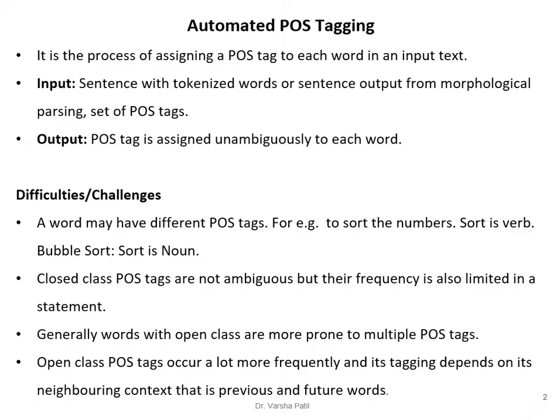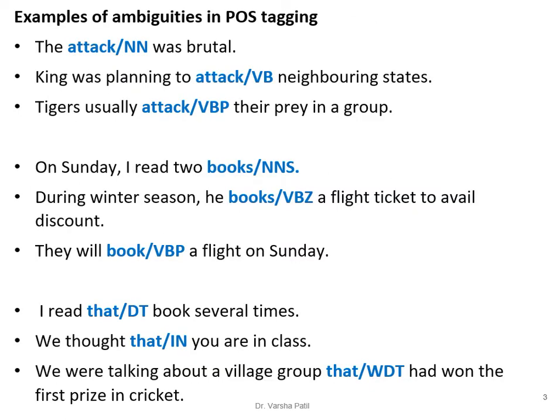Open class POS tags occur a lot more frequently and their tagging depends on the neighboring context, that is the previous and future words. See this example. Here ambiguities are present for the same word. In the first line, the word attack is there, but attack has a different context. The first time it acts as a noun, then it is a verb, and after that VBP, that is, for the third statement, it acts as a VBP, a non-third person verb in present tense.